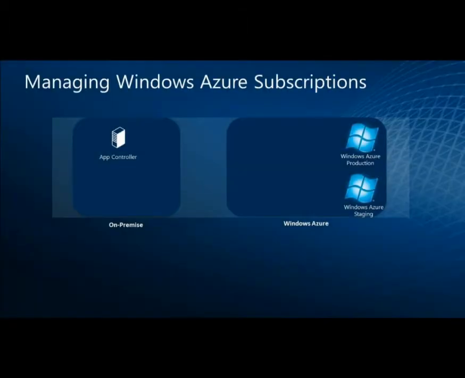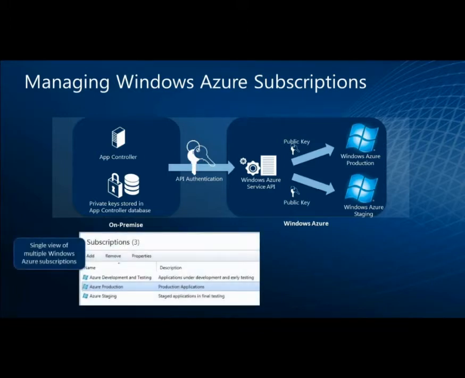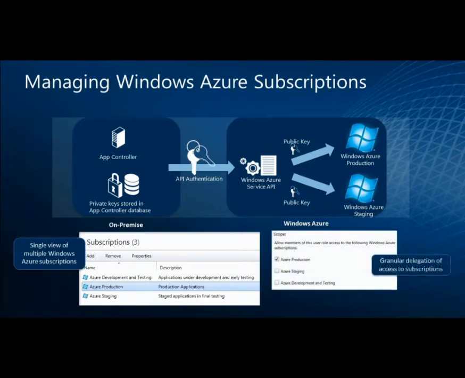The way that we do the Windows Azure subscriptions is we connect to these from a deployment and configuration point of view with App Controller. App Controller stores a private key in the App Controller database, and that talks through the Windows Azure Service API using API authentication and those keys. The public keys are loaded into each subscription, and then what we can do is manage each of those subscriptions in a common way. We can see multiple subscriptions, and then we can delegate down how those applications are running. Each application can be delegated down to a number of users or Active Directory groups, and it means that you can really manage these applications in a very consistent way. Those delegations can be read-write and read-only as well.